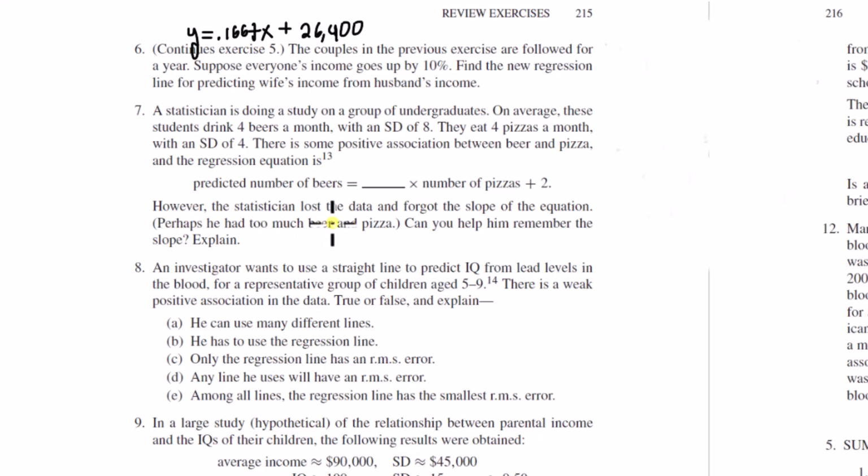However, the statistician lost the data and forgot the slope of the equation. Perhaps he had too much beer and pizza. Can you help him remember the slope? Explain. So, okay. Let's see.